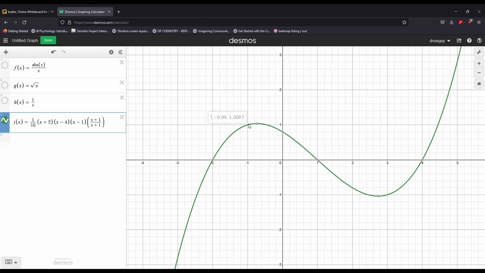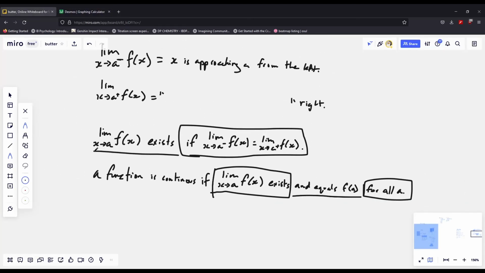So look at this, it's going to get really, really close to -1. But we're not going to exactly hit it. We're just going to get ever so close to it. And again, this still exists. Now, if these 2 points are infinitely close to -1, then they will be equal to each other. And so we can say, okay, the limit as x approaches -1 does exist.